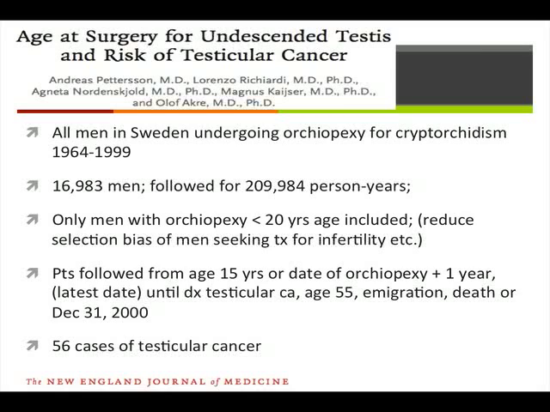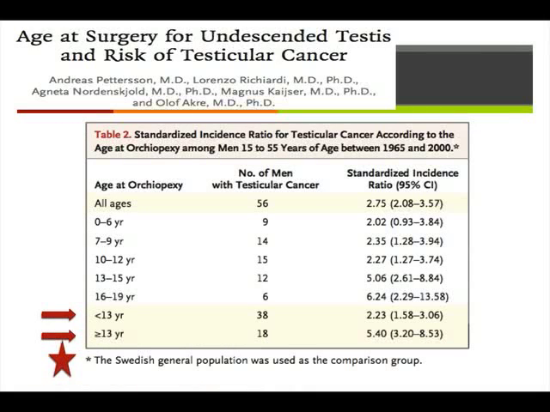And so they followed these patients from 15 years of age onwards, or the date of orchidopexy, until the diagnosis of either testicular cancer, or they reached 55 years of age, or they left, died or ended the study. And they did find 56 cases of testicular cancer.